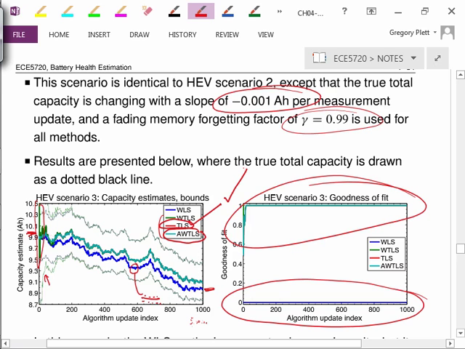So I would say if you have a hybrid electric vehicle type scenario where you're updating your total capacity measurement at exactly the same regular intervals every time, total least squares is probably the way to go. It's the simplest method that works really well. So it has finite memory, I can do fading memory, I can track moving targets, I can track stationary targets, it's got realistic error bounds, and it's got a good goodness of fit. Really, really good. That concludes our hybrid electric vehicle scenarios. Now let's go look at some pure electric vehicle scenarios.